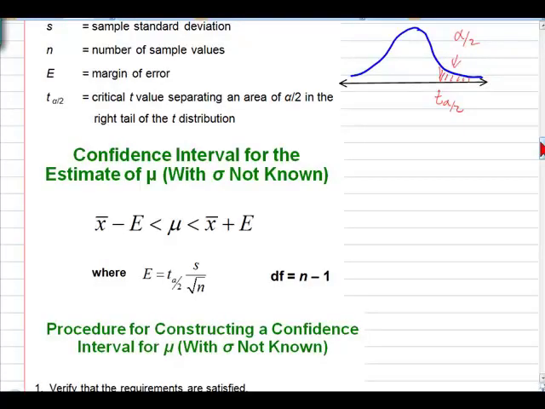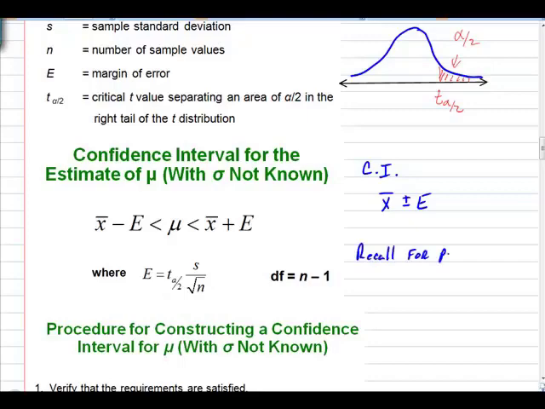Just like with the confidence intervals for proportions, we have a point estimate. In this case, it's x bar. To calculate our confidence intervals, we take our point estimate plus or minus the margin of error. With the proportions, it was p hat plus or minus the error. Here, how we calculate the error is we use our t sub alpha over 2, our critical value, times s divided by the square root of n.